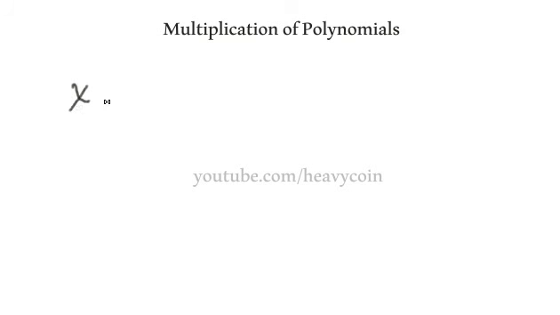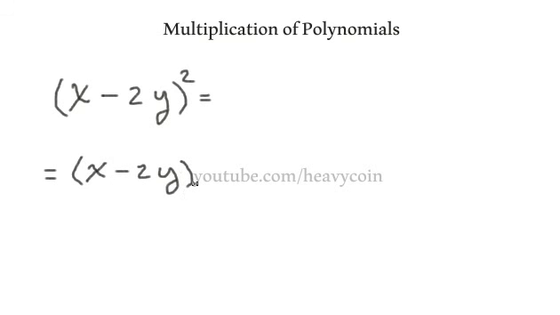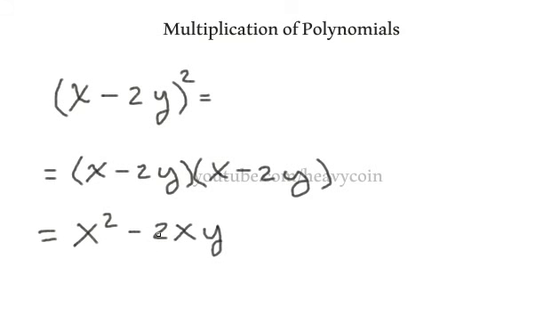So let's do that again. Let's say we had x minus 2y, and we want to raise it to the second power. So I can rewrite this. In fact, I'll do this down here. This is x minus 2y times x minus 2y. Okay. So x times x is x squared, and then x times negative 2y is negative 2xy. It doesn't matter if I were to write 2yx or 2xy, it's the same thing.